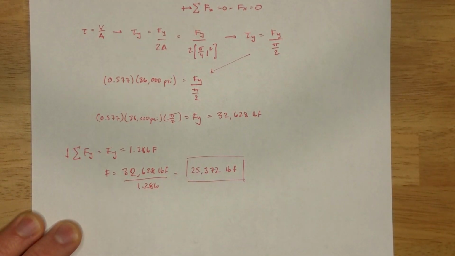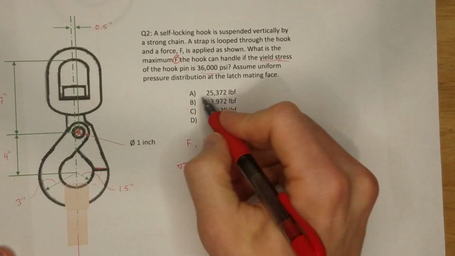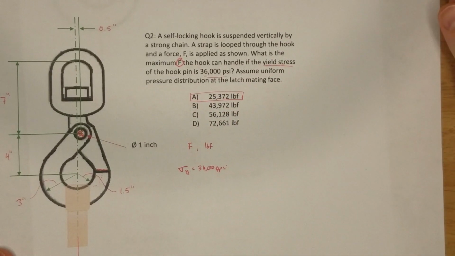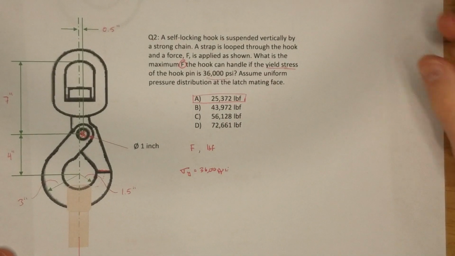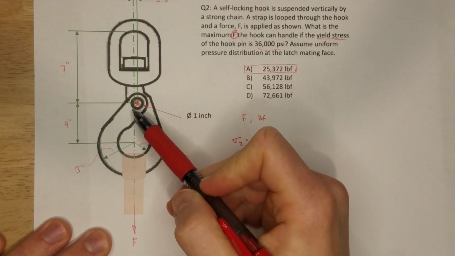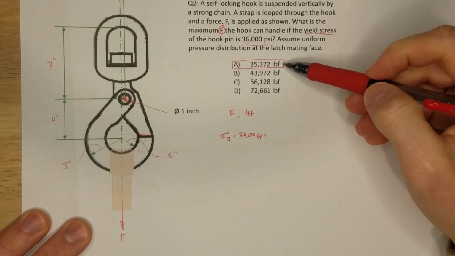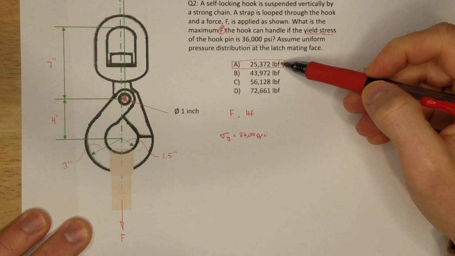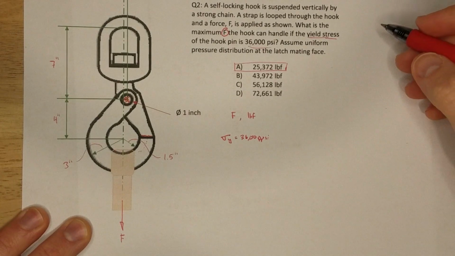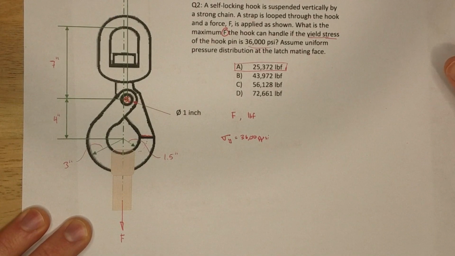All right, did we get it right? Do we have that as an option? Let's check. Bam, we do. A. Okay, great. Now, here's how we can check that double shear assumption. If this pin were in single shear, the allowable F, the maximum F, would be half of the value I solved for. And since we don't have an option that's lower than this, double shear is fine. And that's it, guys. That's the problem. We've solved it.